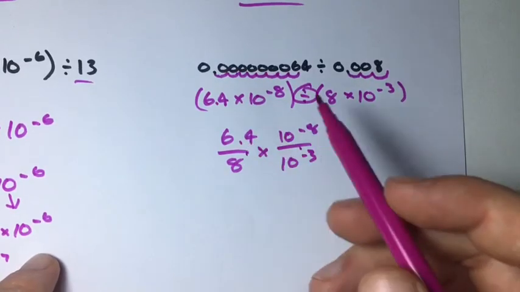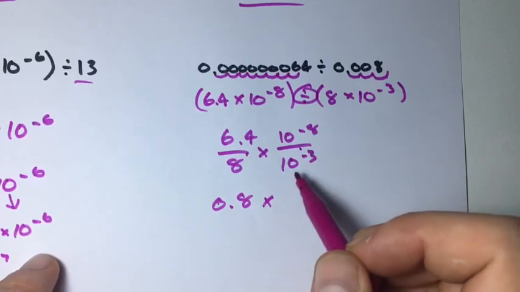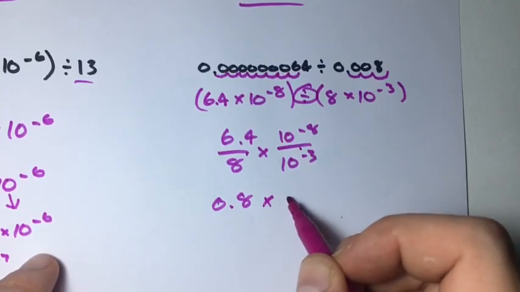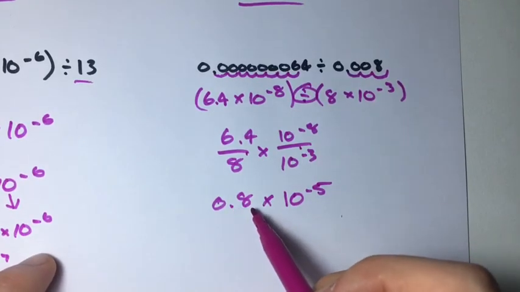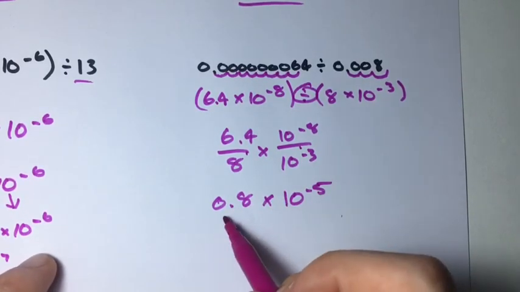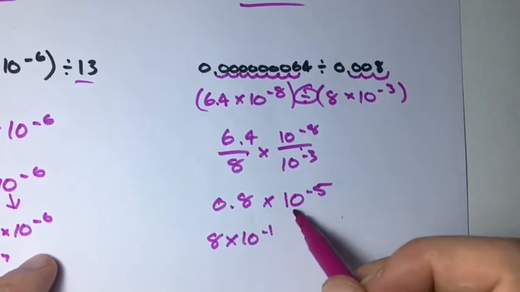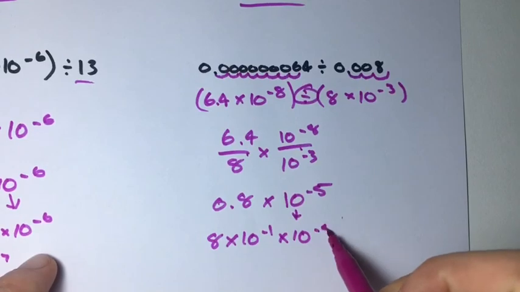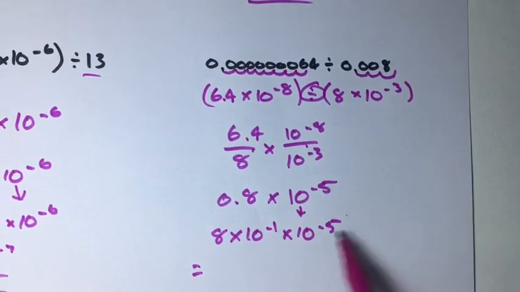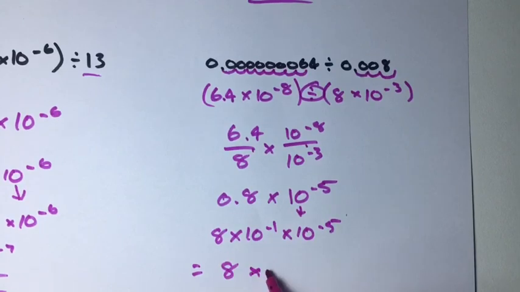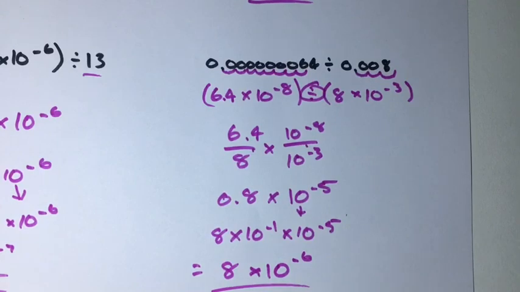So 6.4 divided by 8 equals 0.8. 10 to the negative 8 over 10 to the negative 3 is 10 to the negative 5. Now again, we have to change this to scientific notation. So this is equal to 8 times 10 to the negative 1. Bring this down, times 10 to the negative 5. Now whenever we add up our exponents here, we have 8 times 10 to the negative 6. And that's your final answer.